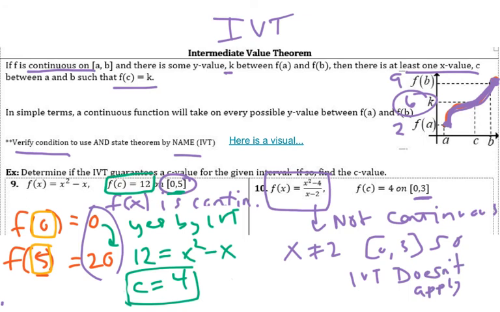We're not saying that there isn't a value that gives us the output of 4. We're saying that the intermediate value theorem does not guarantee that there is a value. We can't use it to justify that in this case.